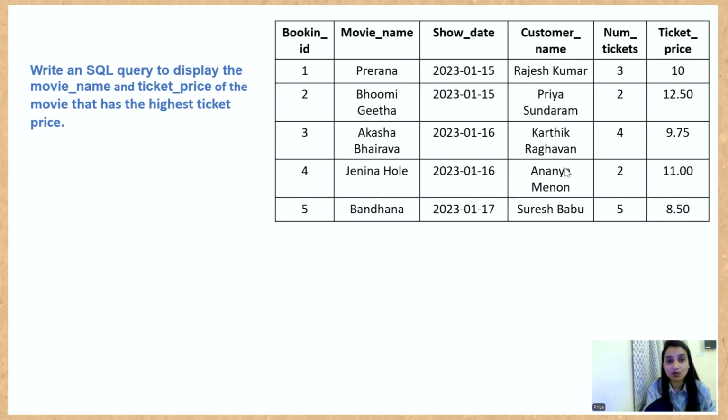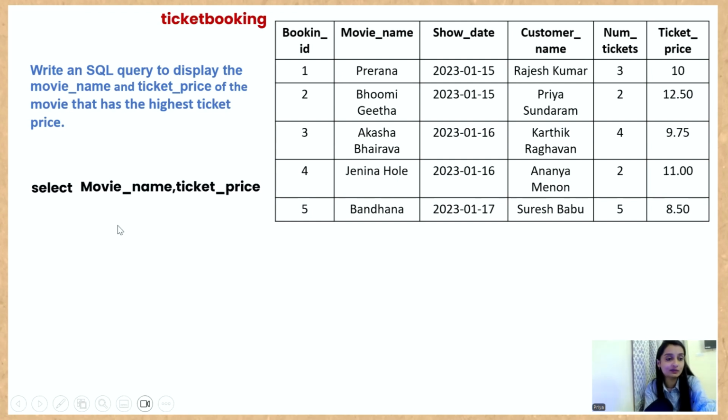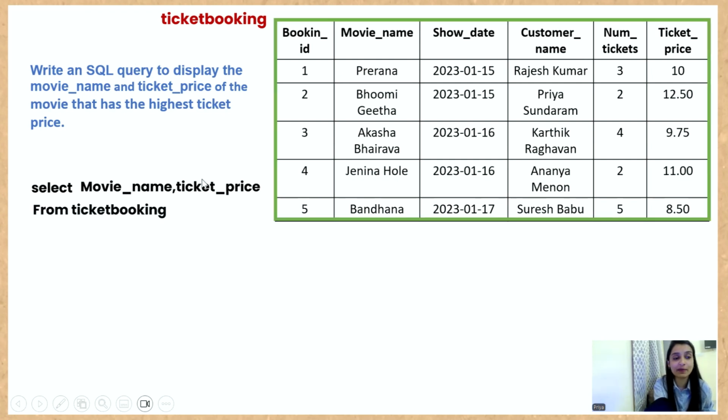So we have to display this movie name and this 11 ticket price. Sorry, this is the movie name. Which column? Okay, this column is the movie name. Now, how to write the query? Look over here, everyone. Here I am going to write the query like this. Select movie name and ticket price. Look over here, movie name and ticket price I want to select. From which table? Ticket booking table. Let's say the table name for this is ticket booking.